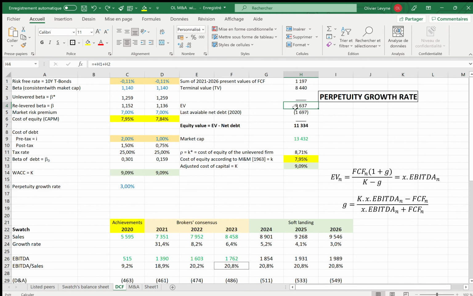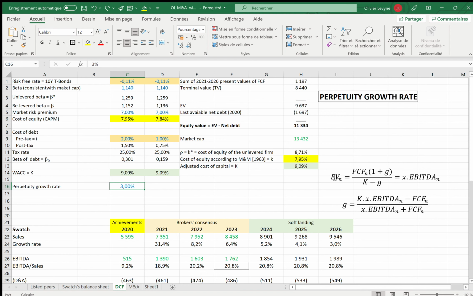of the day, the enterprise value and the equity value deducting the last available net debt. We know that it is possible to calculate the perpetuity growth rate, whereas at this stage we've taken a customary 3% perpetuity growth rate. We know that, and this is why the formulas here have been reminded.